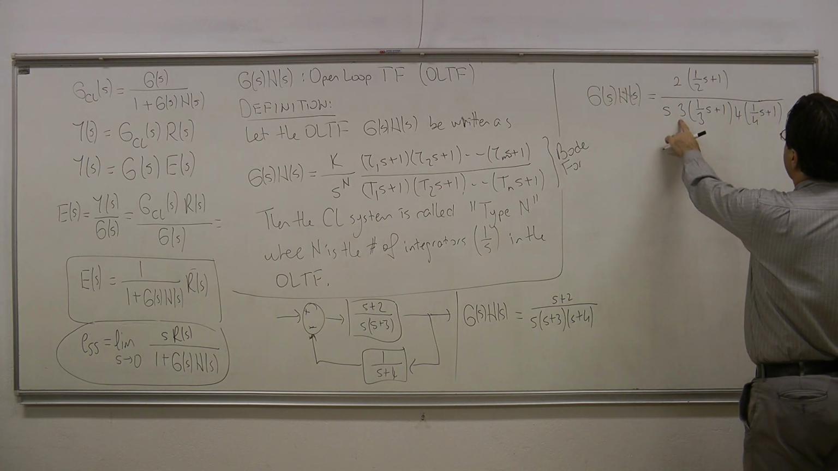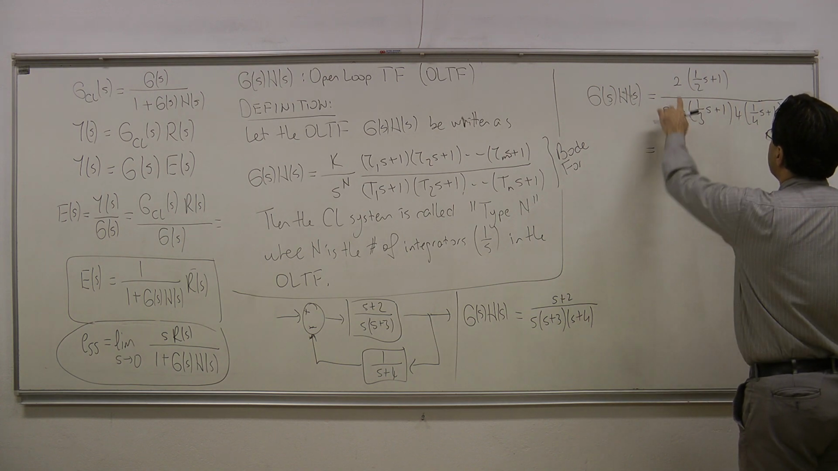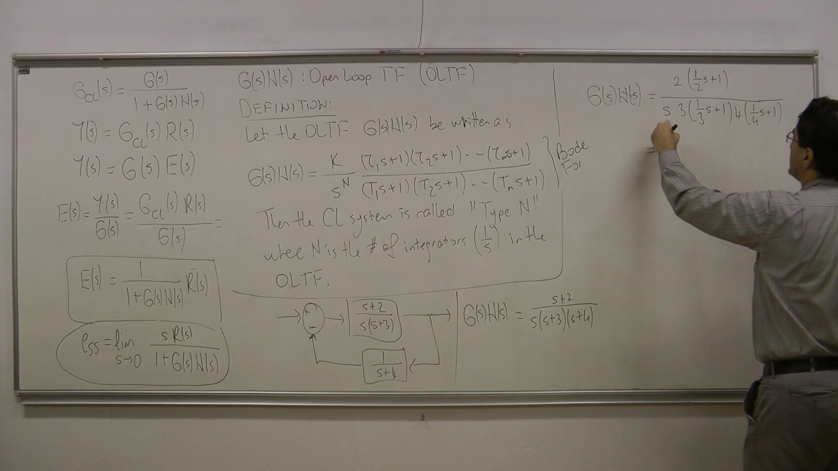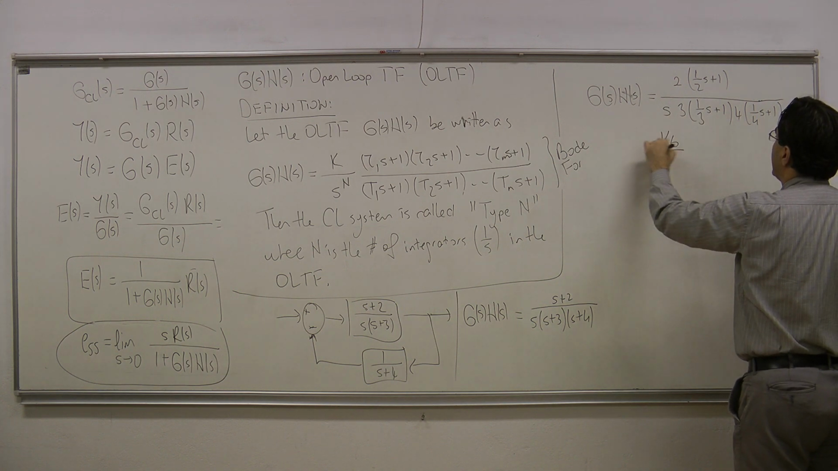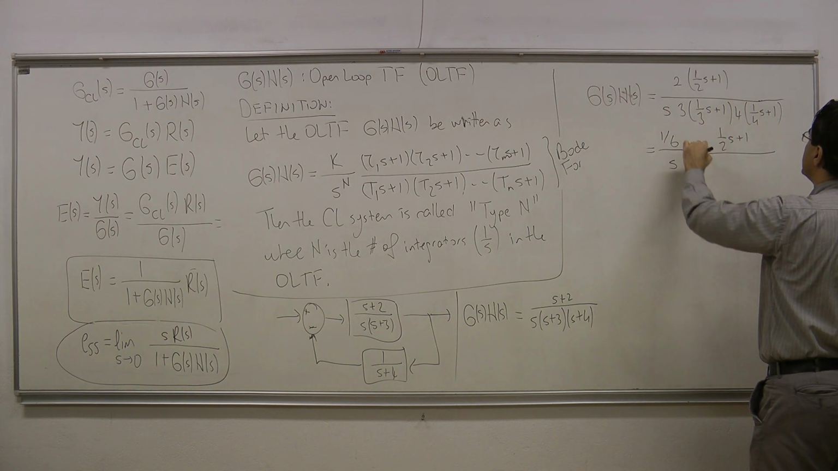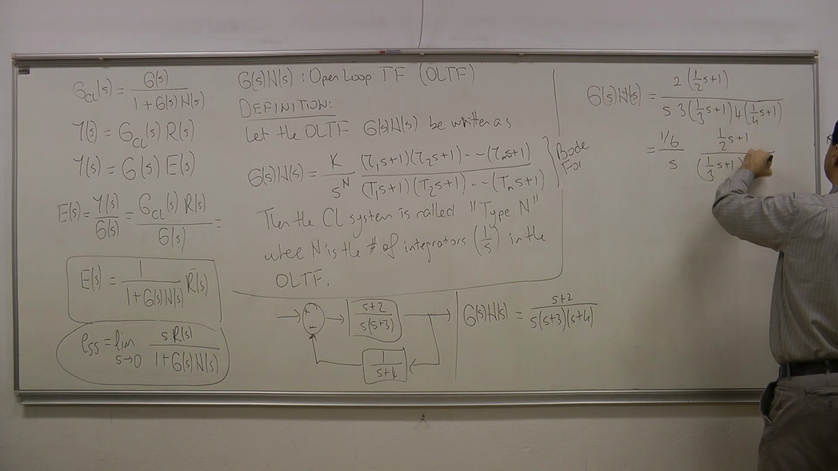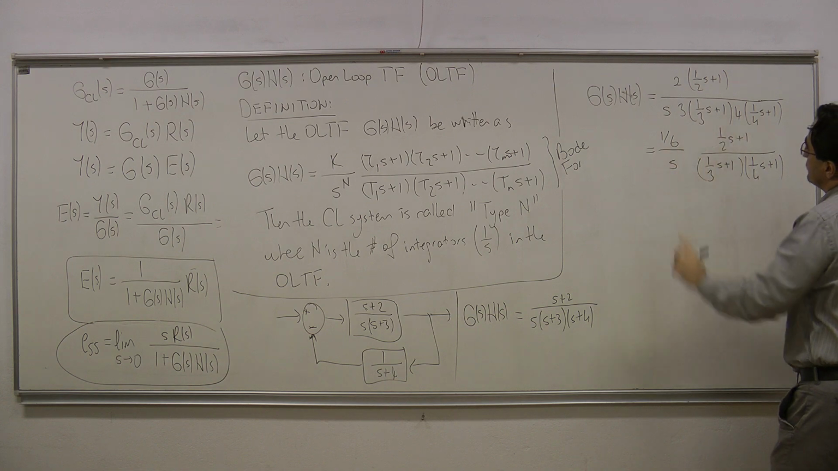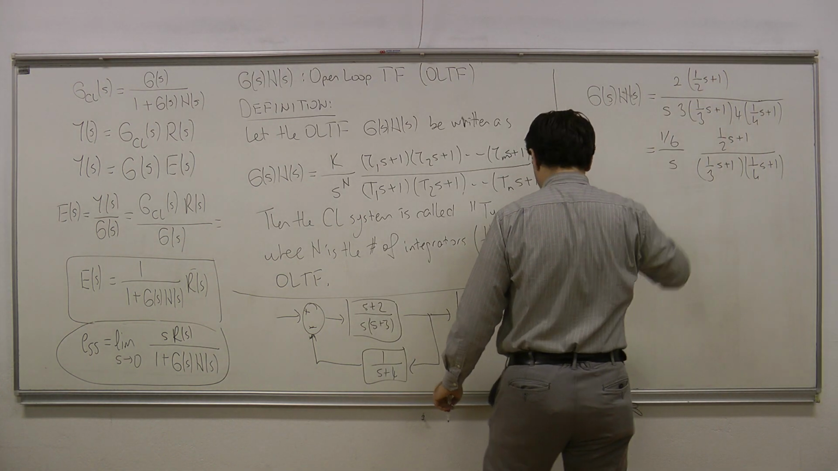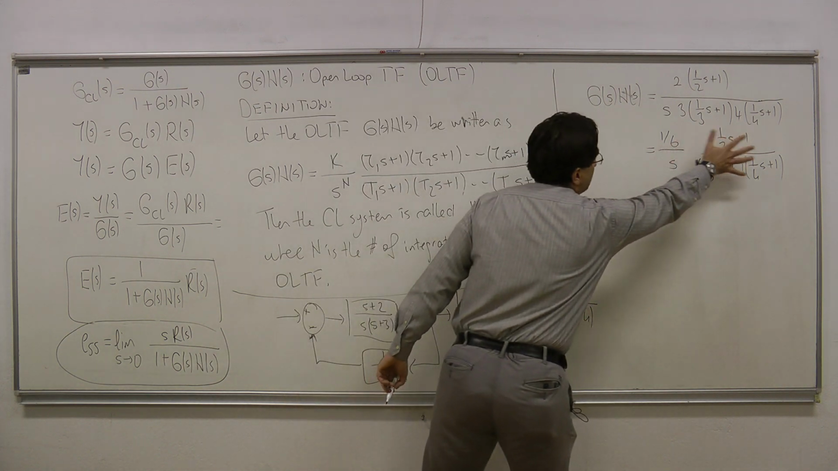So here I will collect all of the constant terms into a single value. It is going to be 2 over 3 times 4. It is going to be 1 over 6, divided by s times 1 over 2s plus 1 divided by 1 over 3s plus 1 divided by 1 over 4s plus 1. Now, you see that I have brought the original open loop transfer function, which is given like this, which is not in Bode form, into Bode form.